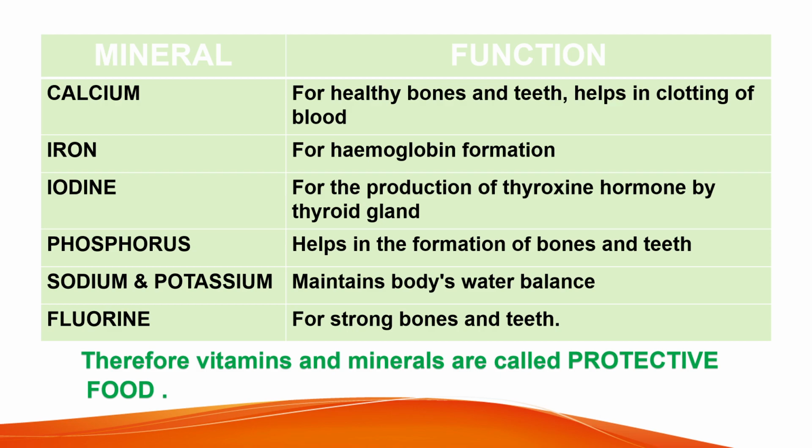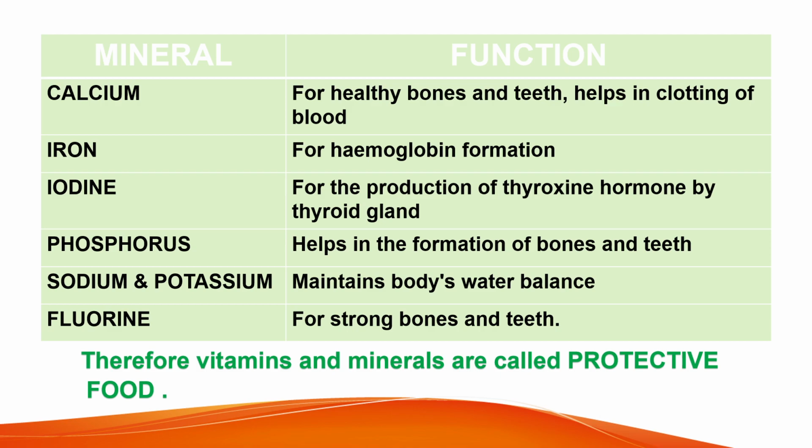Iodine, it is helpful in the production of thyroxine hormone. हमारे neck region में thyroid gland present होती है students. So it releases thyroxine hormone, and iodine helps thyroid gland in the production of thyroxine hormone. Next mineral we have phosphorus. Phosphorus spelling you can learn. So it helps in the formation of bones and teeth.